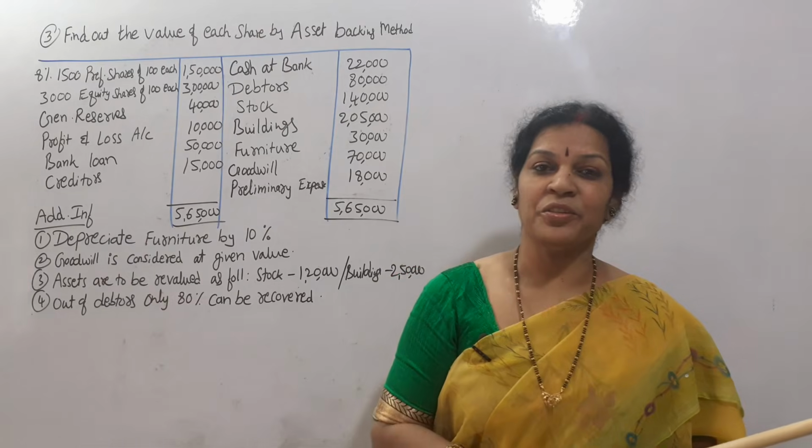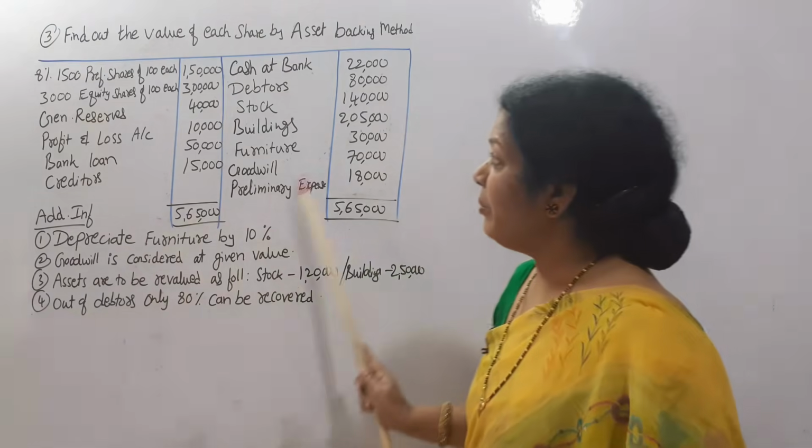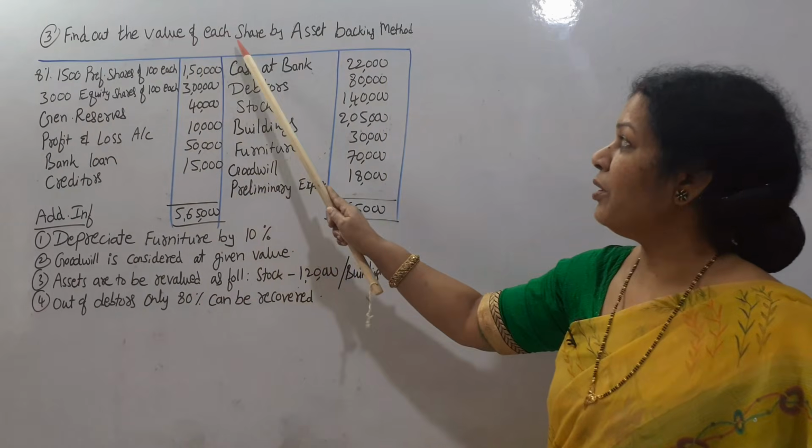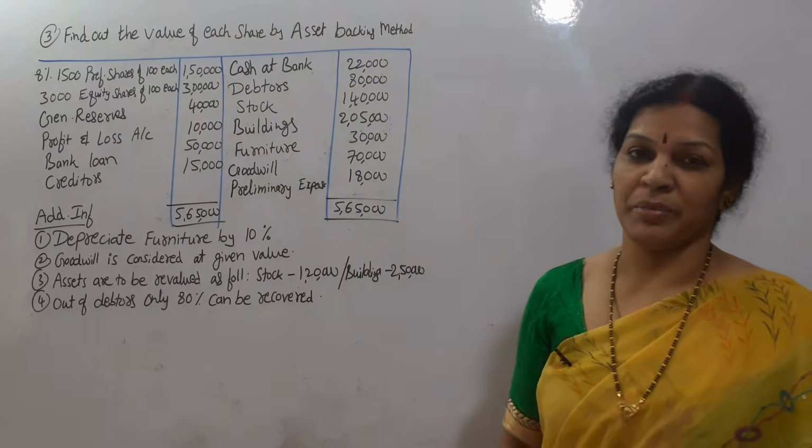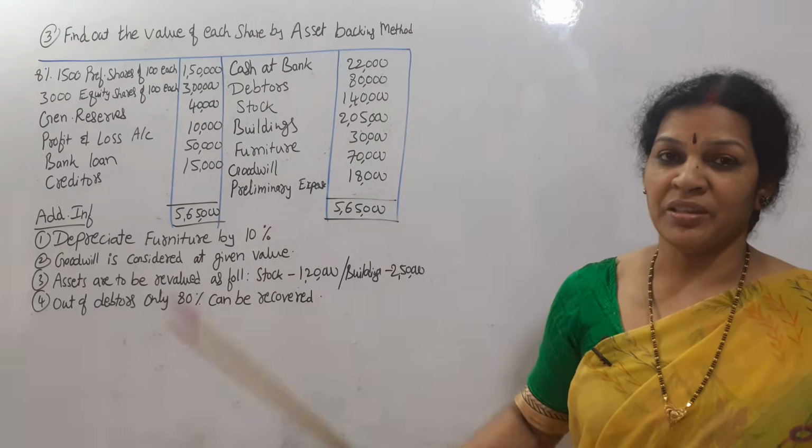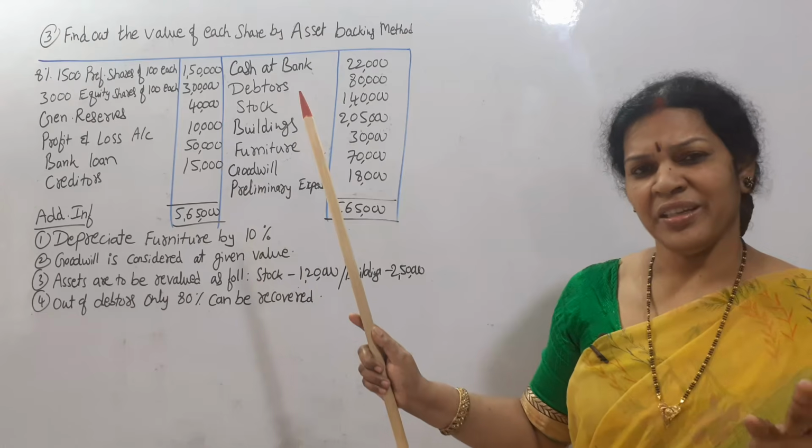Now let's enter into this problem. The problem is given like this: find out the value of each share by the asset backing method. Net asset method, asset backing method, anything, it is the same.